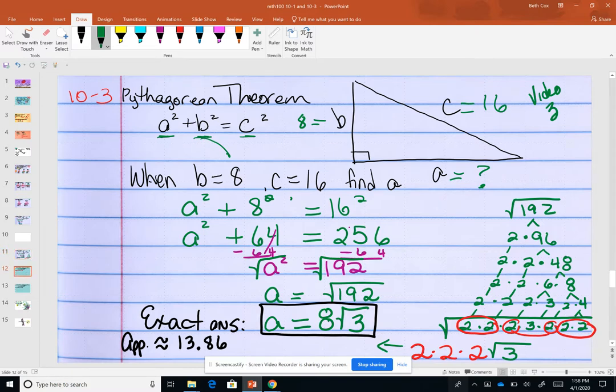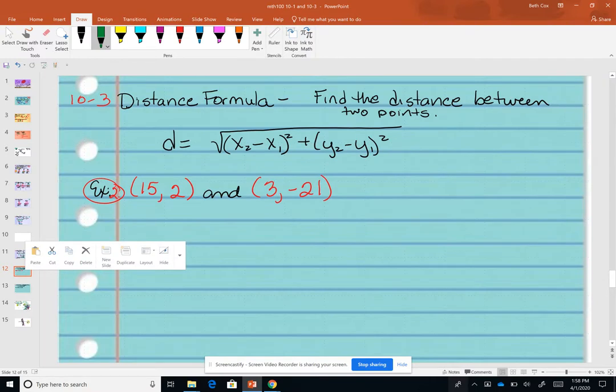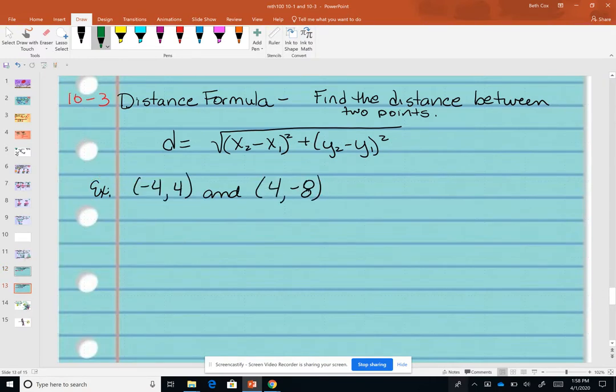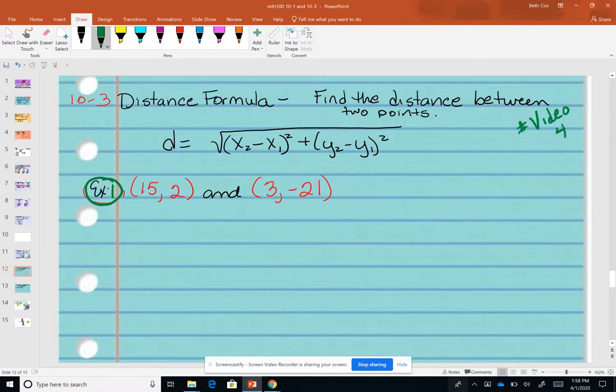Okay, so now in video number 4, we're going to do the distance formula, and we're going to do 2 examples. This is the first one. It says example 2, but we're going to let this be our first example. So this is video 4, and hopefully we do this quick enough. This will be our last video.